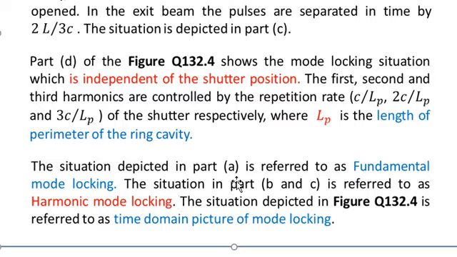The situation depicted in part number A is referred to as the fundamental mode locking. The situation in parts number B and C is referred to as the harmonic mode locking. And the situation depicted in figure number 4 is referred to as the time domain picture of mode locking. So you see that we have discussed the time domain picture of mode locking in much greater detail.